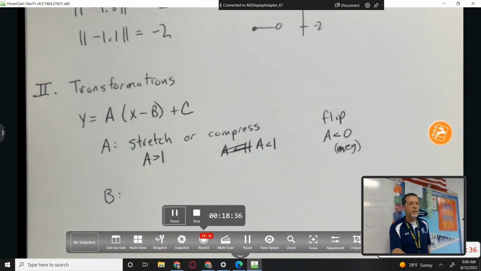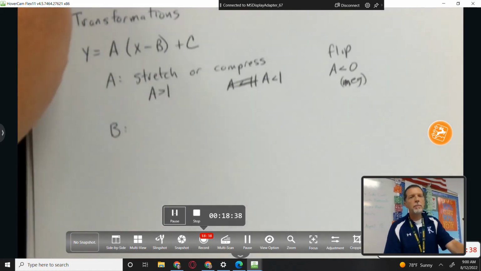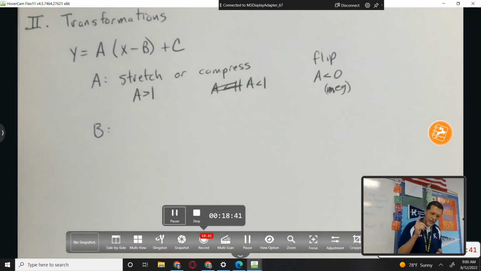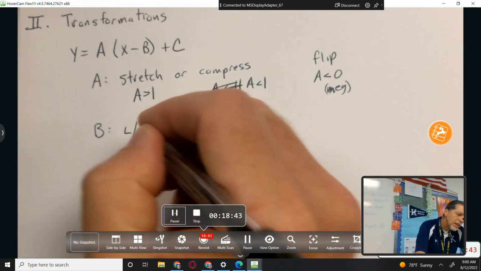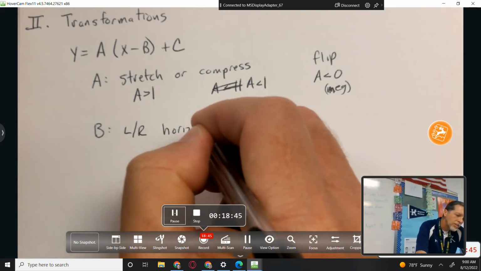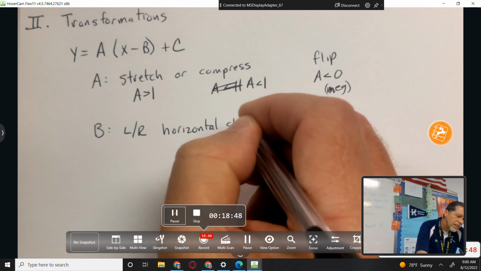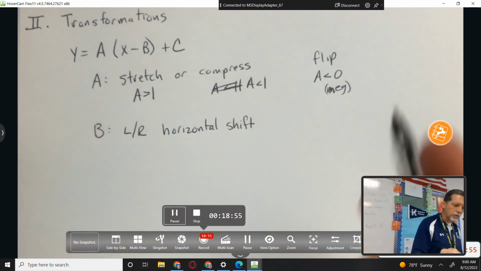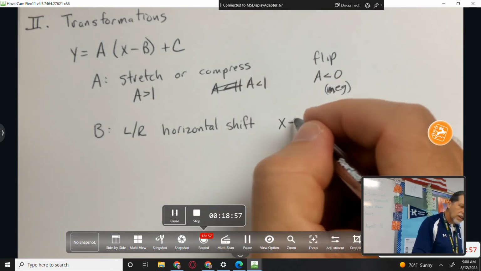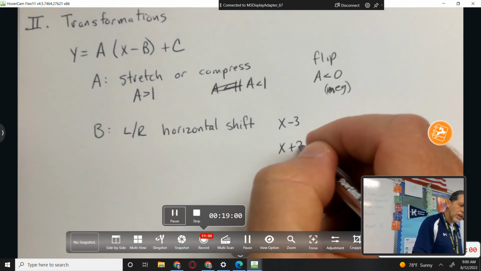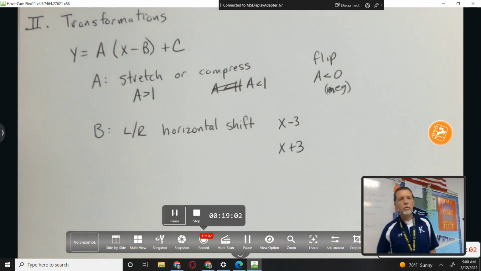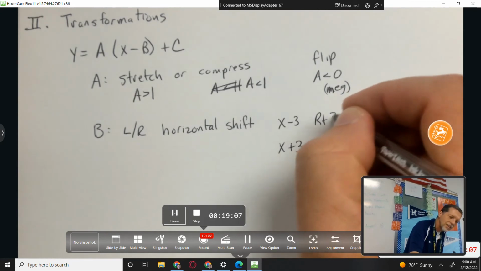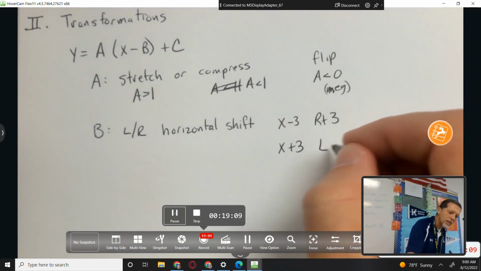You guys are experts. How about B? What does B do to the graph? Left or right. Sometimes we'll call that a horizontal shift. Although something weird about B, and it's why we always write it as x minus in there. If it's x minus 3 compared to x plus 3, which way does x minus 3 go? Right. Good. Look at you guys. And which means x plus 3 is left 3.